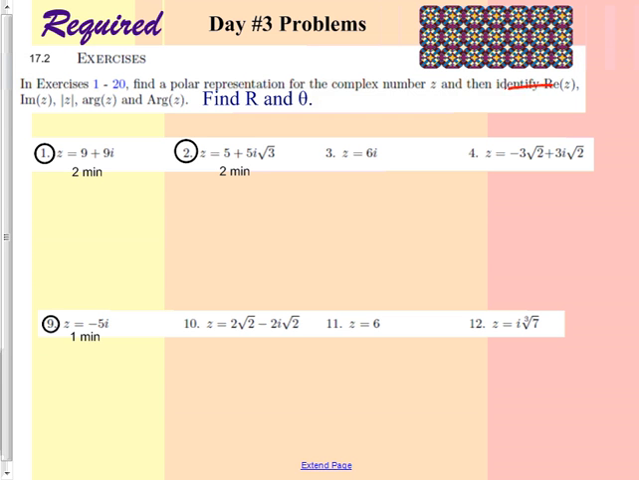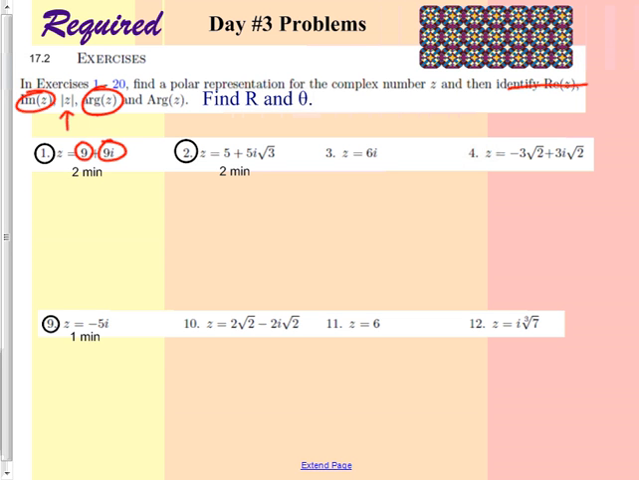The identify REZ, that means what's the real part of this? It's 9. What is the IM part of it? Take a wild guess. It's the 9I part. Yep, that's the imaginary part. What is this? That's called the modulus, which I said was the same as the R. Once you draw the picture and you figure out the hypotenuse, that's the same thing, okay? This is the angle if you didn't have to worry about it being positive or negative.